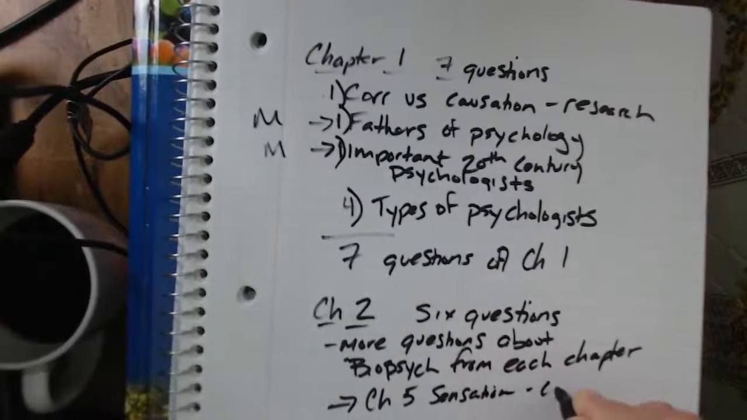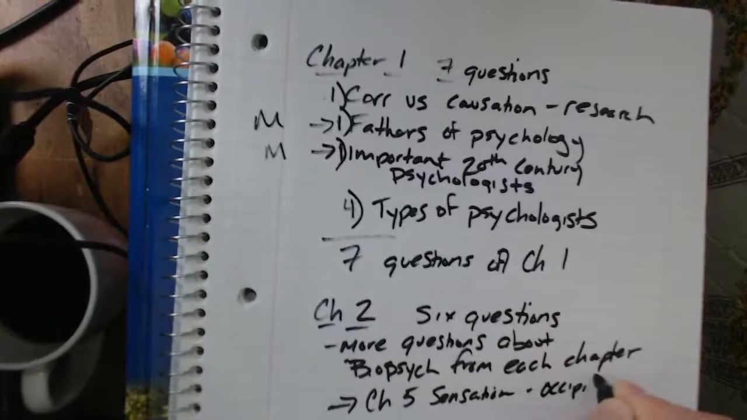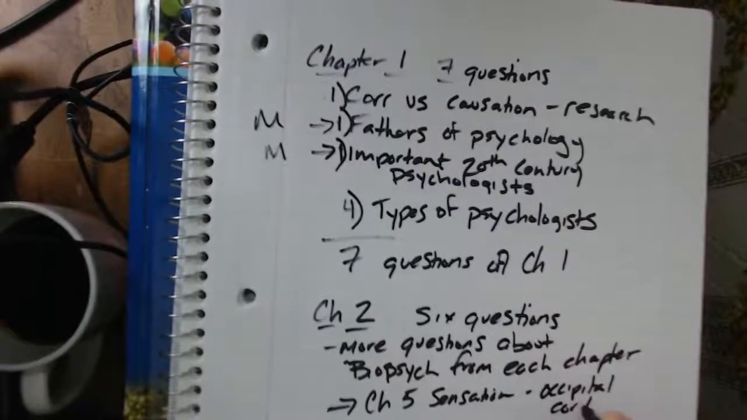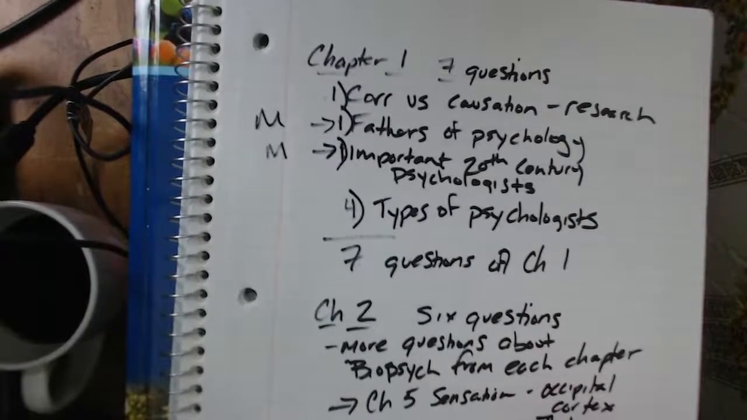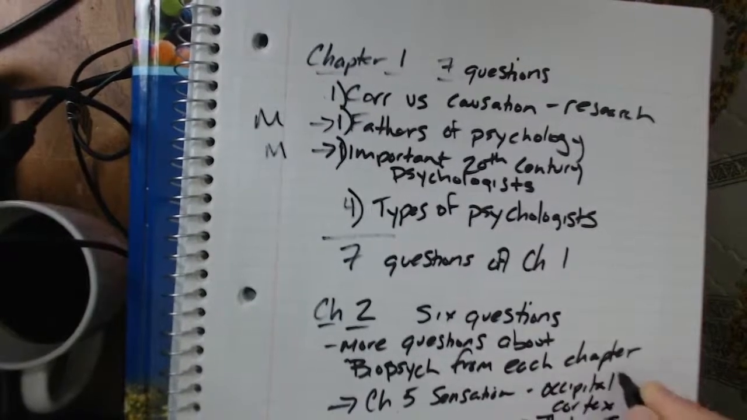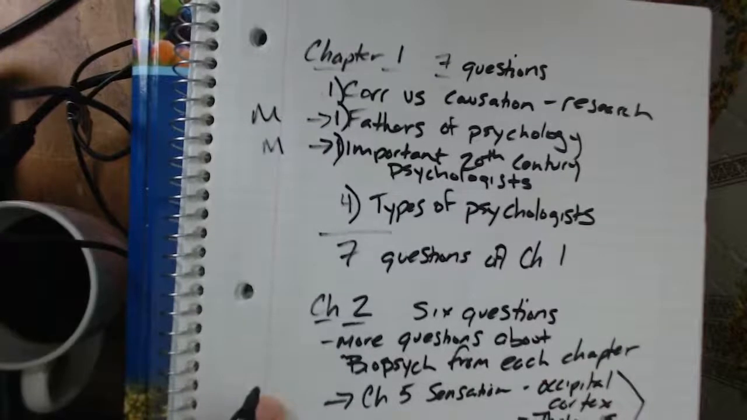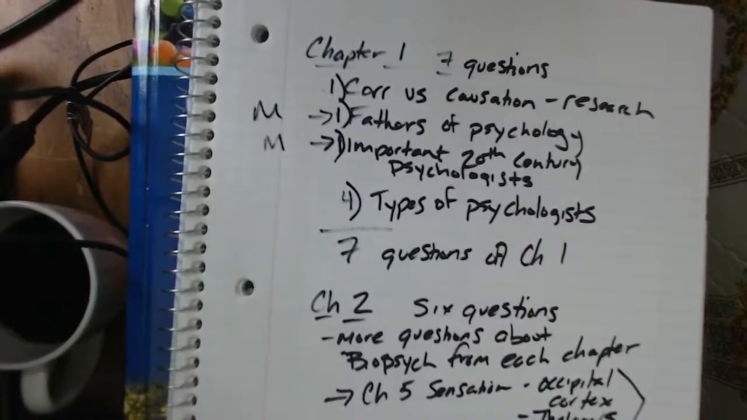we'll talk about the occipital cortex, and we may talk about the thalamus. In fact, we will talk about the thalamus. You know what I mean? So, but 6 questions I actually drew from the chapter 2 lesson. Yeah, again, it's a health psychologist. Very good, April. So, do you folks understand what I mean?